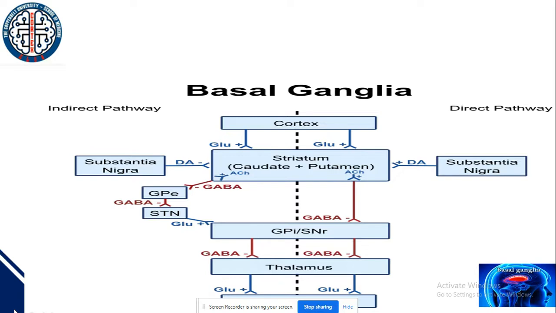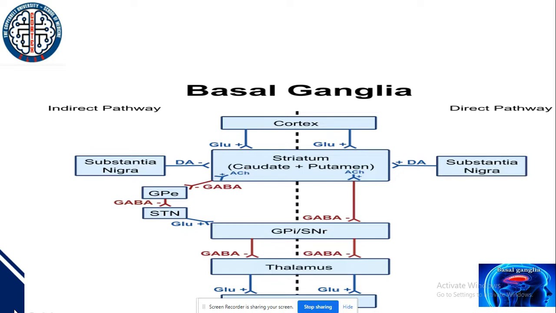All right, thank you. So now we're going to look at the indirect pathway. This time around, we want to inhibit the cortex. Initially, we wanted to excite the cortex. This time around, we want to inhibit the cortex. So that's the major difference between the indirect pathway and the direct pathway. The indirect pathway is involved in inhibiting the cortex, while the direct pathway is involved in the excitation of the cortex.